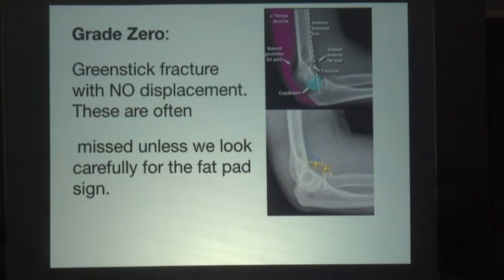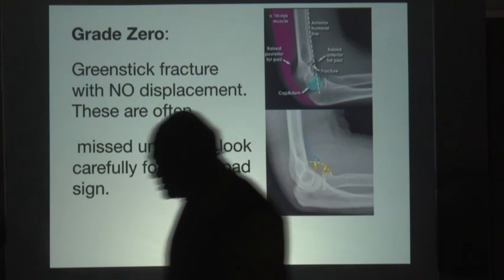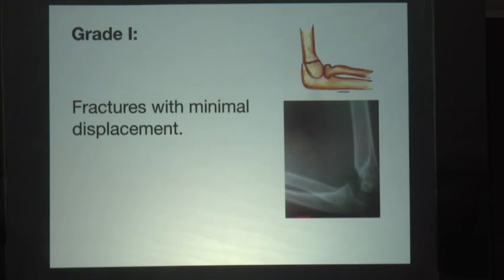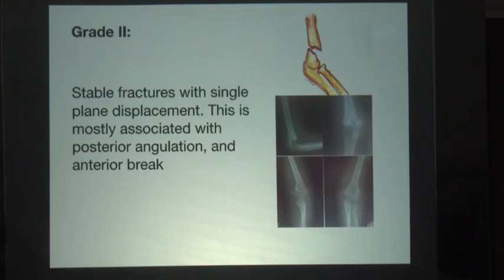Grade 0 is a green stick fracture, and only sign the fat pad sign. Look carefully at the fat pad, and you see an elevated fat pad, it's grade 0. It has to be looked very carefully, otherwise you miss. Grade 1 are fractures with minimal displacement. Grade 2 are stable fractures with single plane displacement. So this is most commonly associated with the posterior angulation, anterior beak, and this is the commonest supracondylar pattern which we see in our practice.